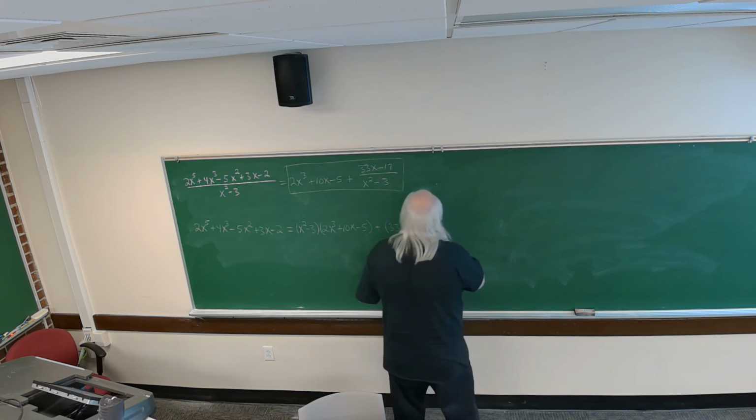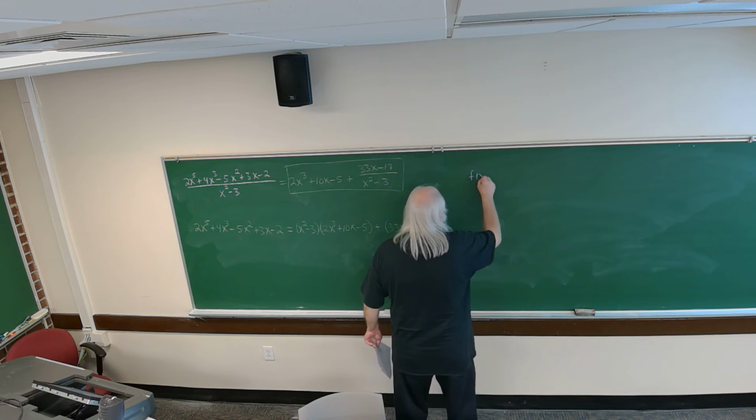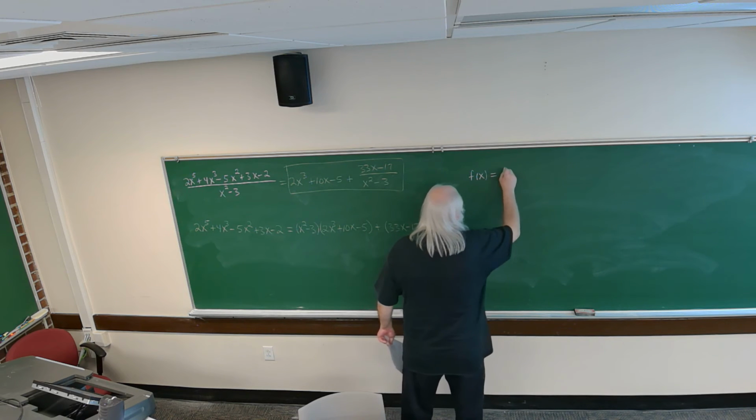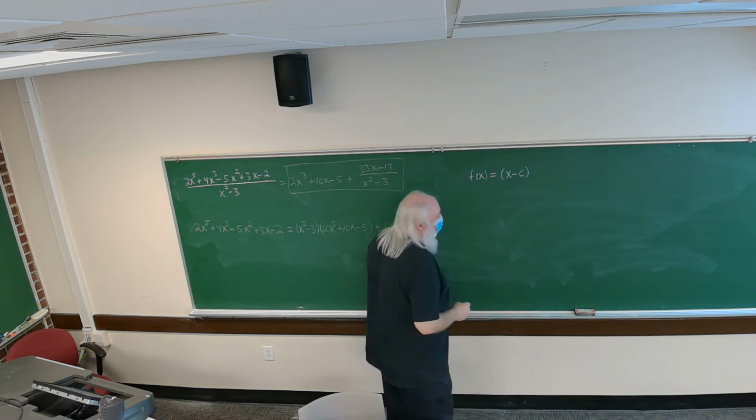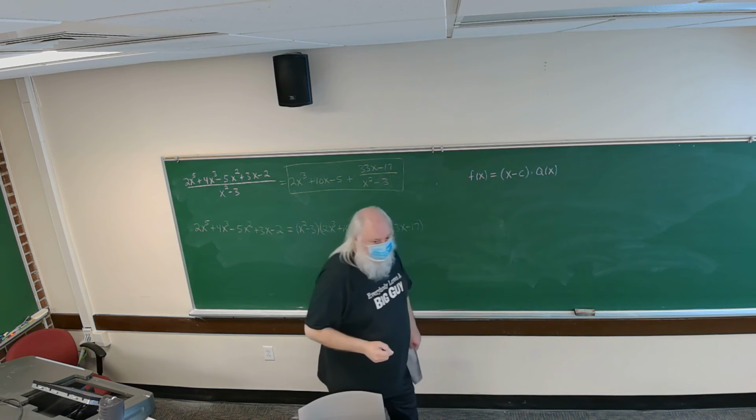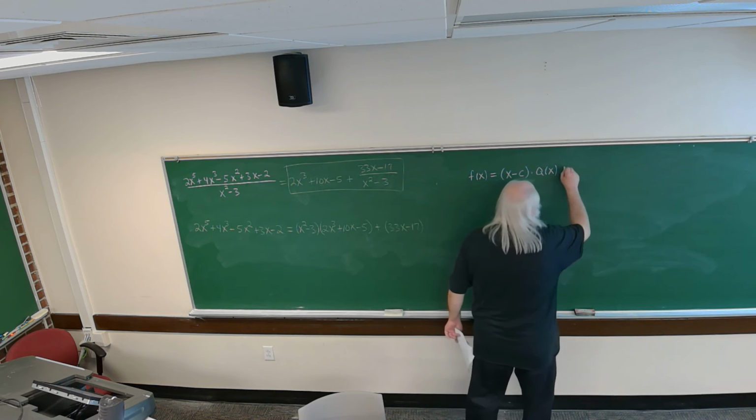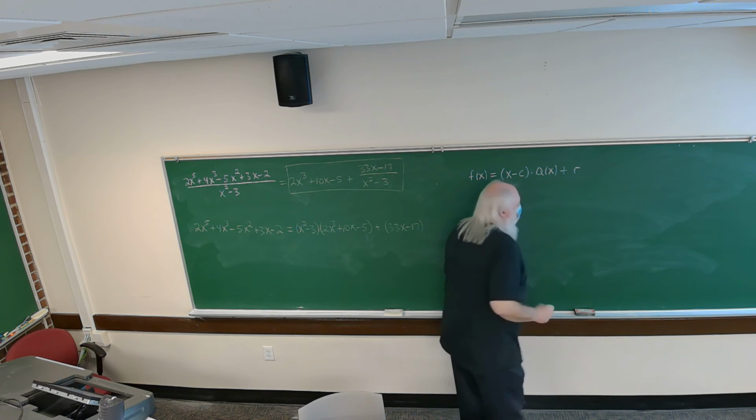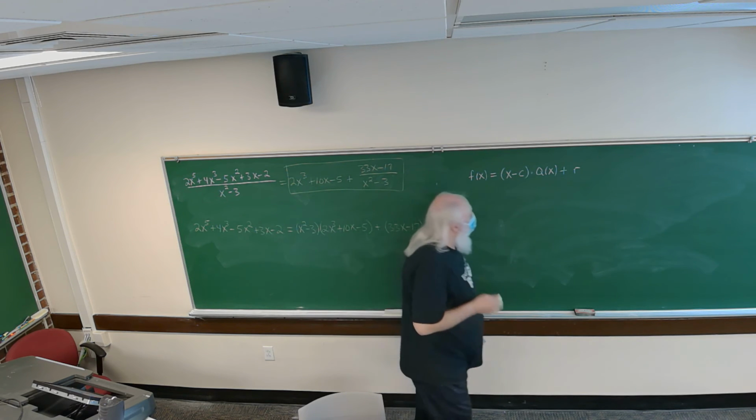So we have the polynomial, or the dividend, f of x, is equal to the divisor x minus c times its quotient q of x. And because x minus c is linear, the remainder r is not a function of x, it's just a real number.